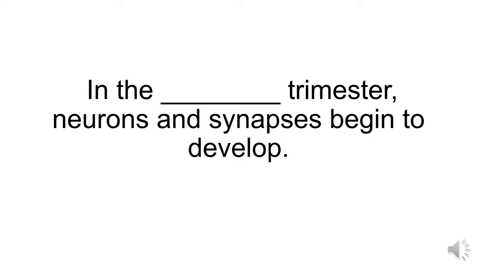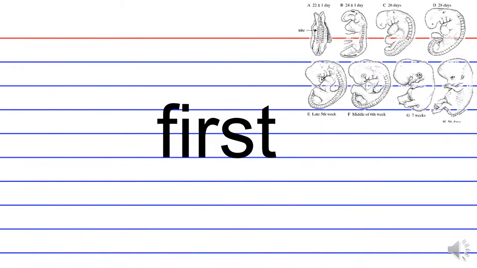The blank trimester. In the blank trimester, neurons and synapses begin to develop. So during what trimester of pregnancy do neurons and synapses develop? That would be during the first trimester. And here we see the embryo developing during the first trimester. And I don't know, it kind of looks like a tadpole.